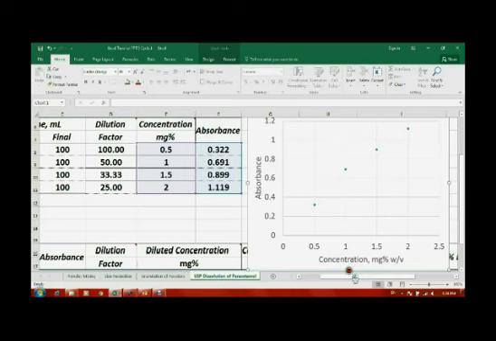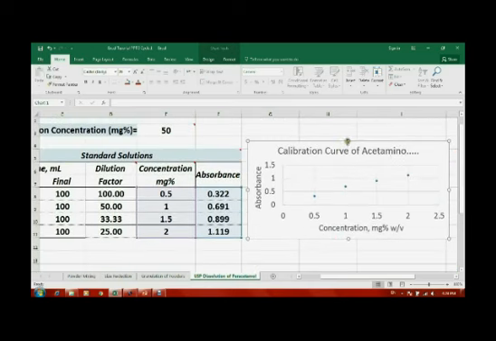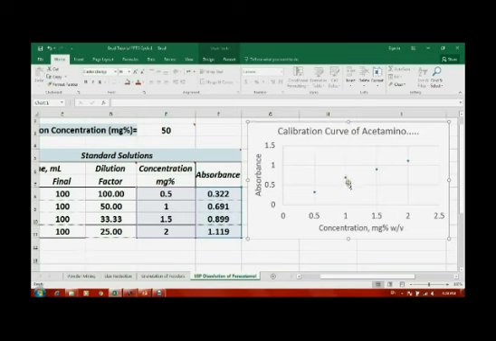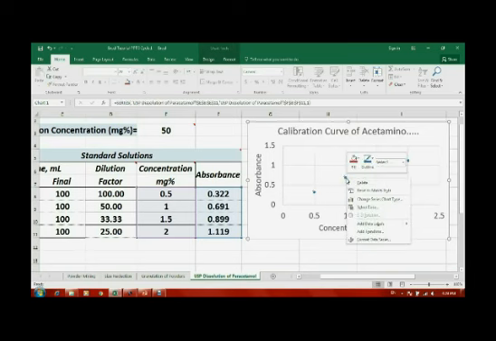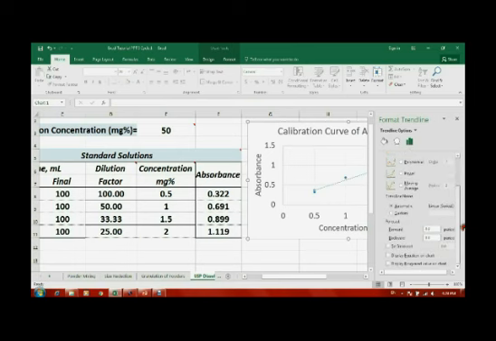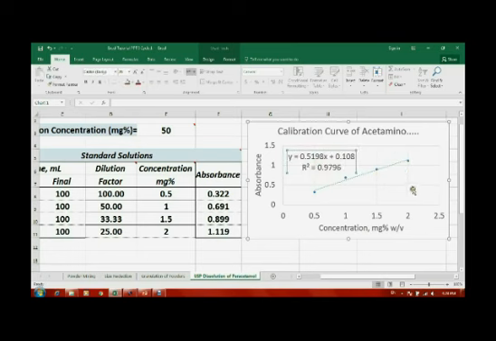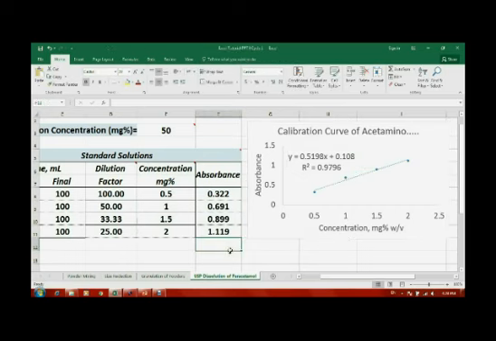Now, the trend line is linear. Remember to display the linear equation and R square. Y in the equation represents absorbance, while X represents the concentration in milligram percent. Having done so, we need to construct our samples table.